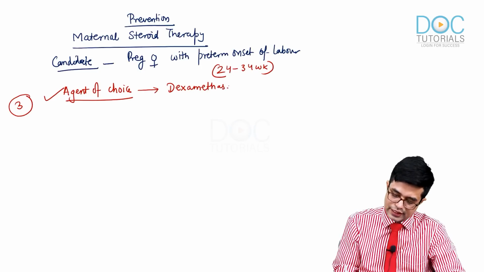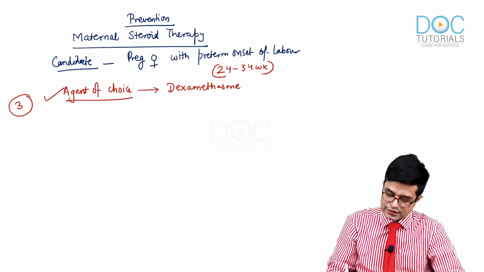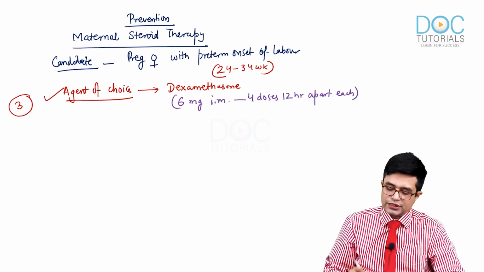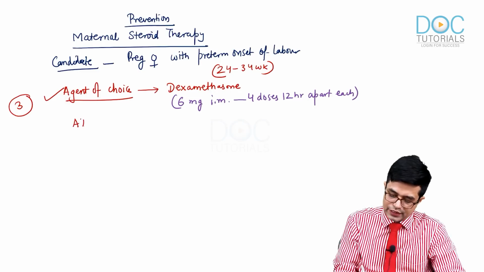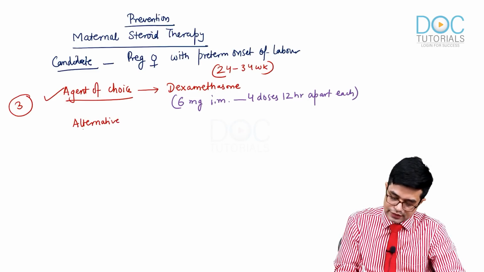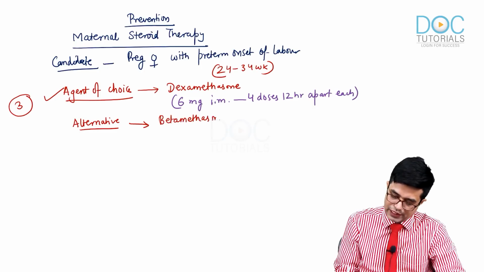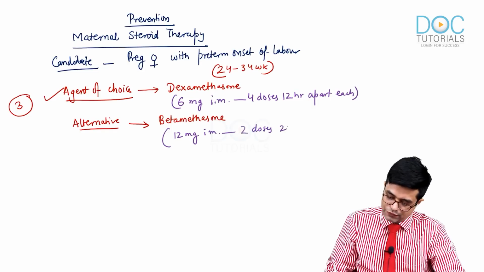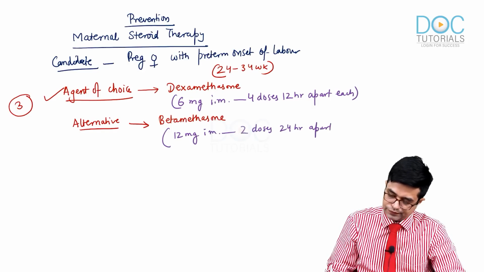Even the dose is asked in entrance exams. AIIMS MCQ, they once asked the dose. 6 milligram intramuscular, 4 doses, 12 hours apart each. That is the dose of dexamethasone. If they ask you what is the alternative one, the alternative to this is betamethasone. The dose of betamethasone is 12 milligram intramuscular, 2 doses, 24 hours apart each.